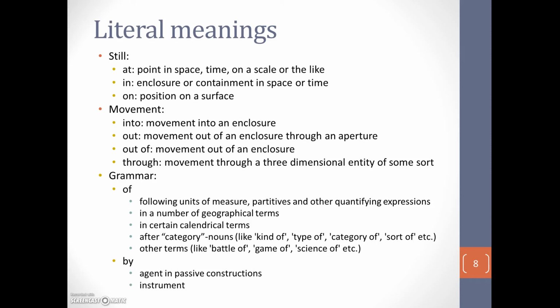We find it after what's called category nouns in constructions like kind of, type of, a sort of. And obviously we can use it with other terms, as in the Battle of Waterloo. A similar thing with by: we use that to express agency in passive constructions, which you are experts on now, and also to indicate, for instance, an instrument.